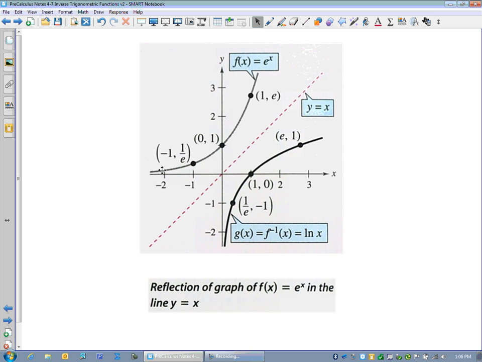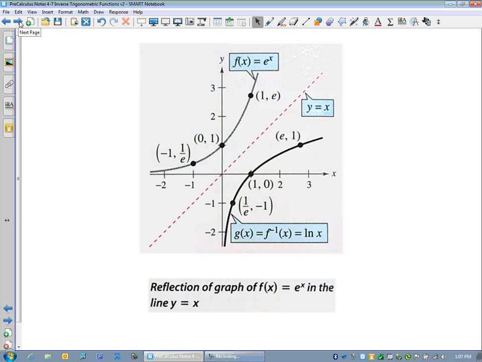So geometrically, if you take the exponential function and reflect it about the line y equals x, then you will get the logarithmic function. Reflecting it about the line y equals x is geometrically the same as switching the roles of x and y in the function. So these two functions are inverses of each other.